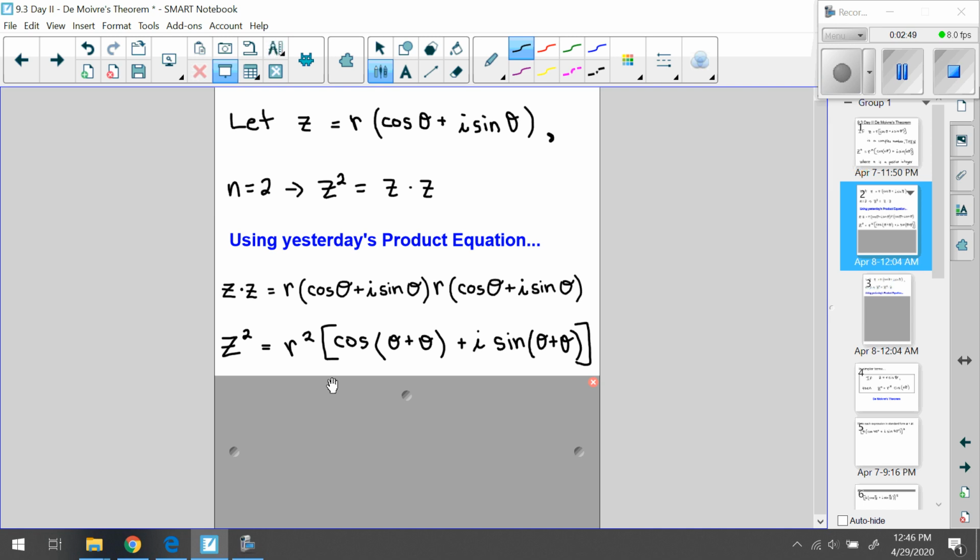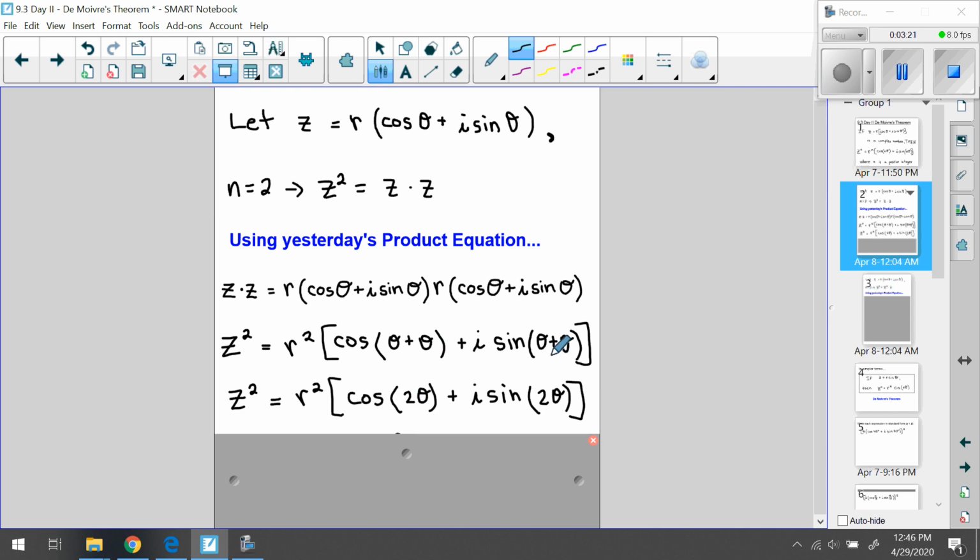And then using yesterday's product equation, we talked about how if you multiply these together, yes, you bring those coefficients out front as a product. So that's where the r squared comes from. But also, you might remember that formula tells us that we add the angles. So we get cosine of the sum of the angles plus i sine the sum of those angles. So again, this is just the product formula that we looked at in the previous lesson. And then theta plus theta is 2 theta, both here and here. And so that proves our formula. That's what we expected to get, right?